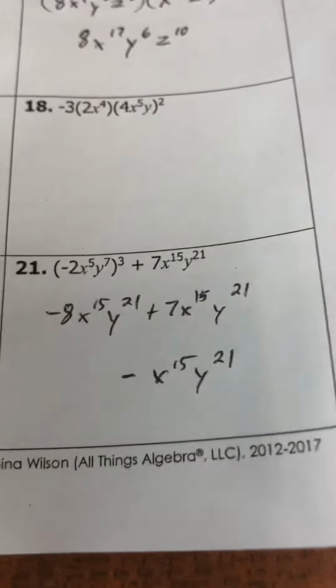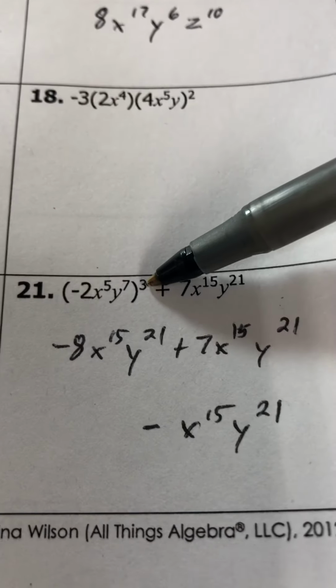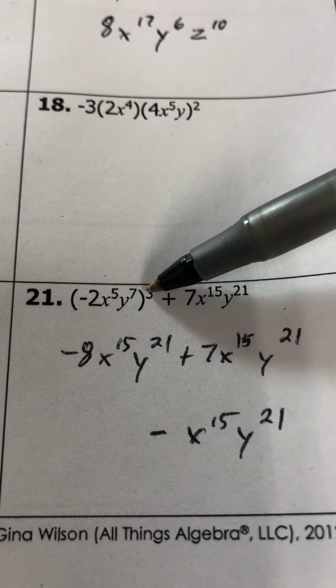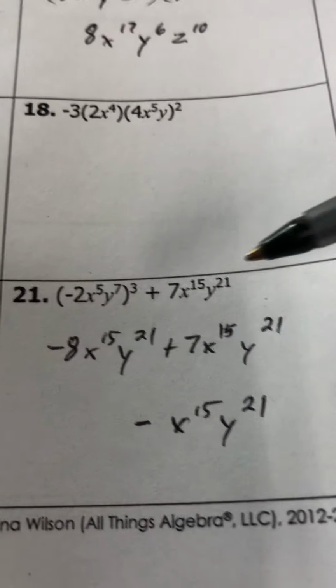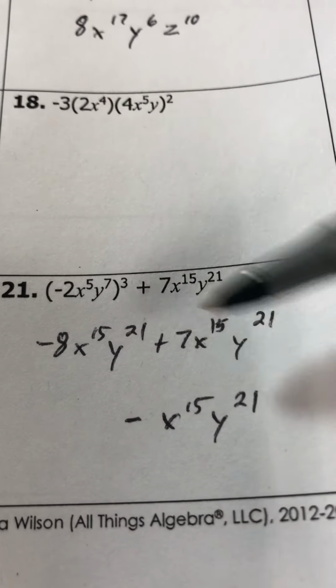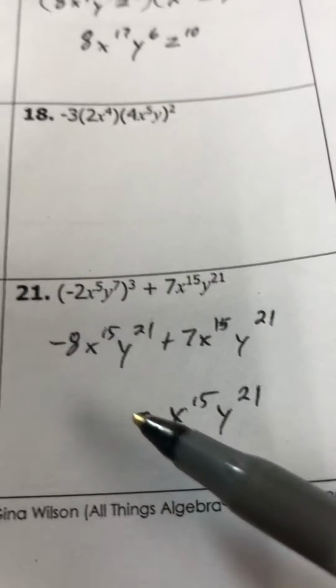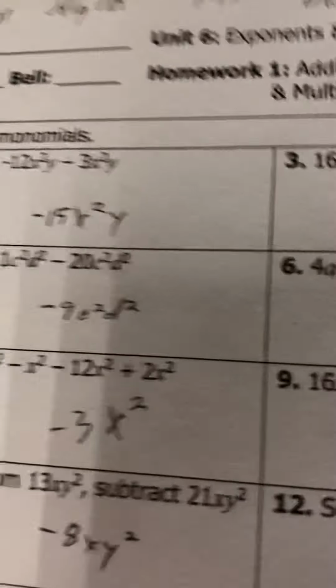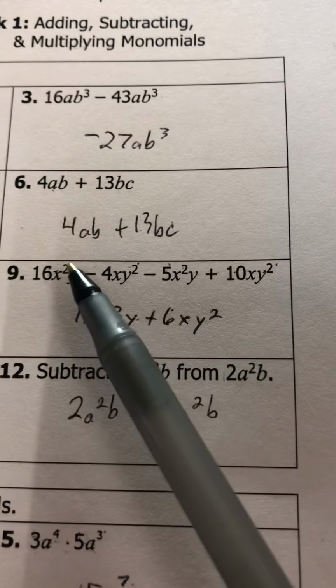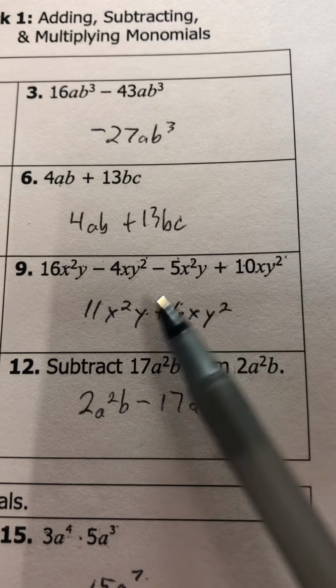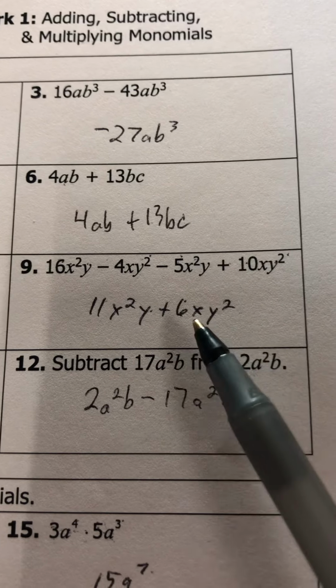For 21, I took to the third power everything in parentheses, and you have that here. And I have my plus, and I just kept this the same. Now remember, when we're adding, this is like when we were adding and subtracting, you can only add like terms. I added this and this because they're like terms, and this and this because they're like terms.